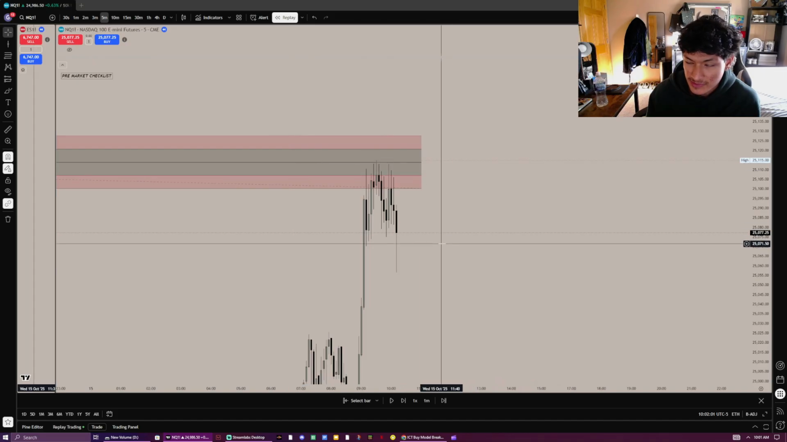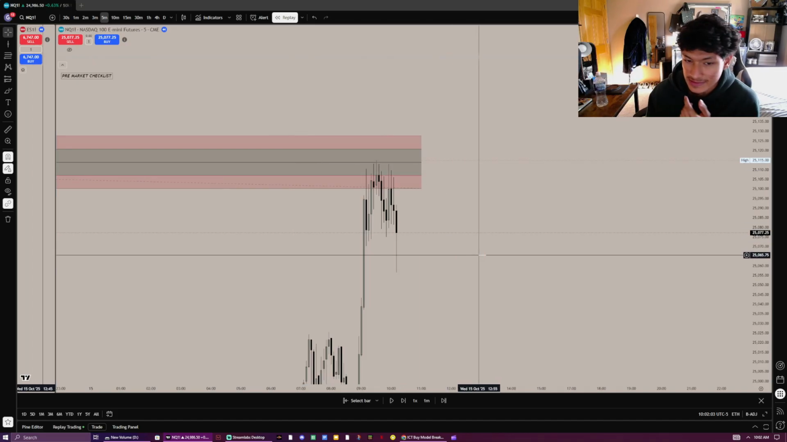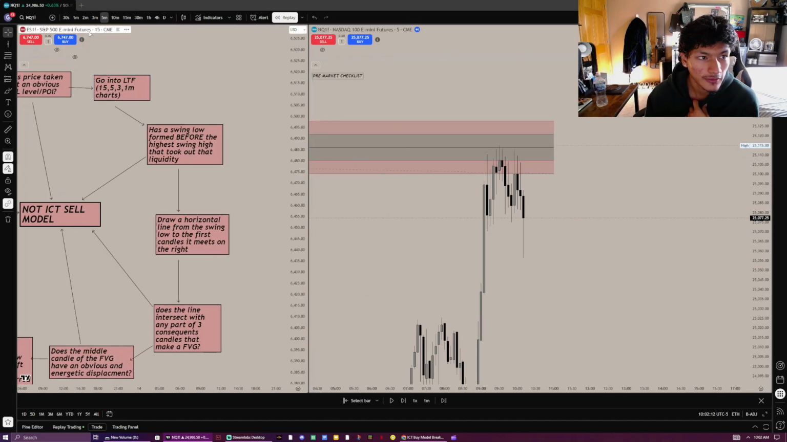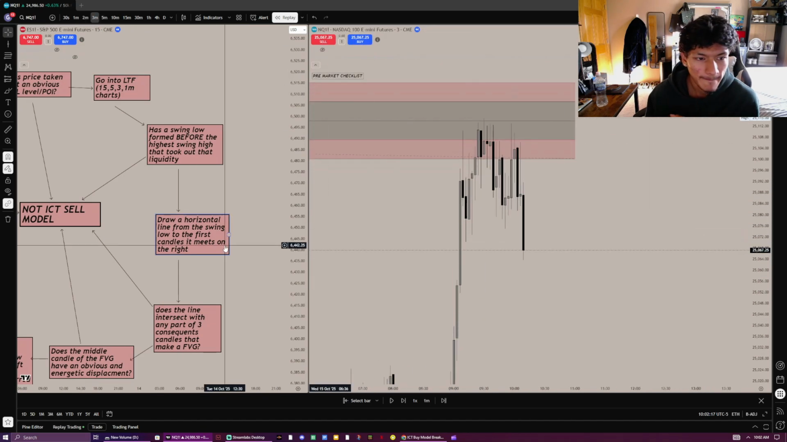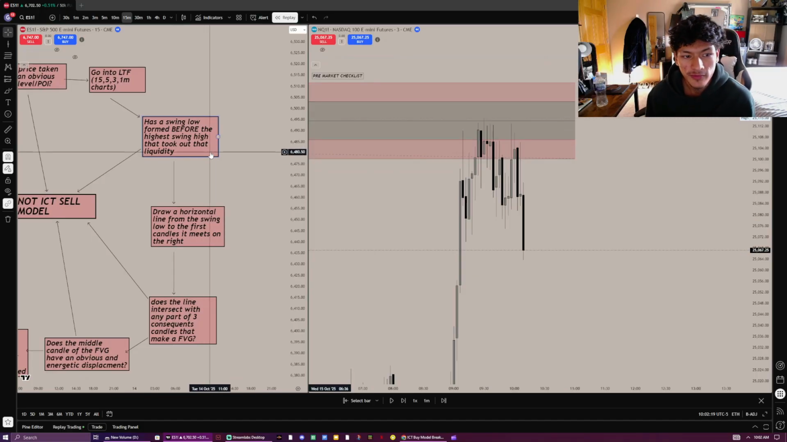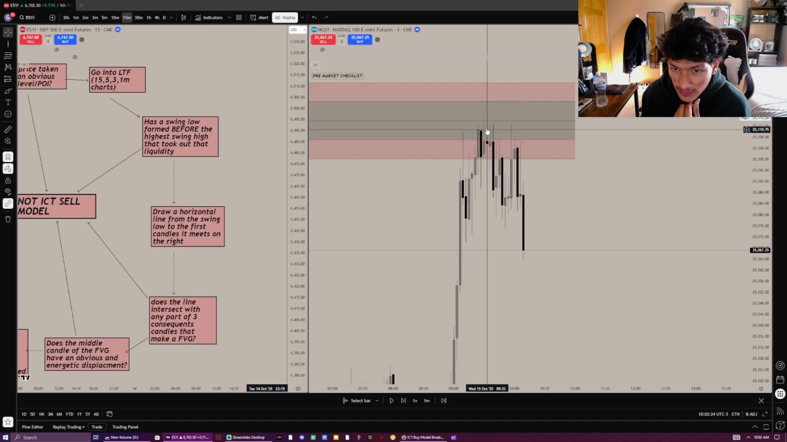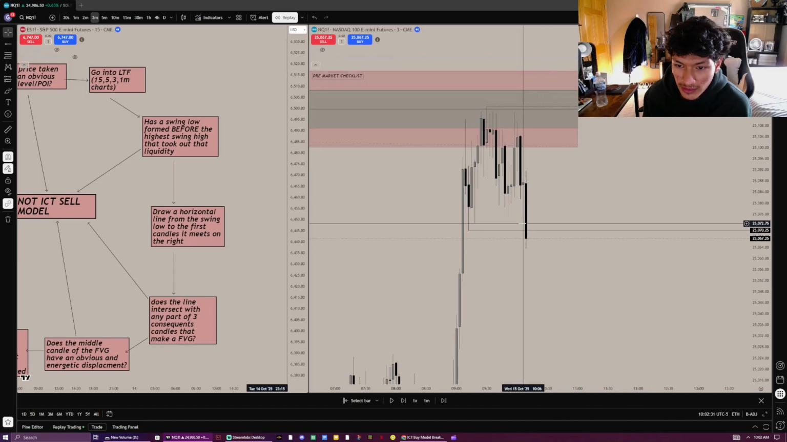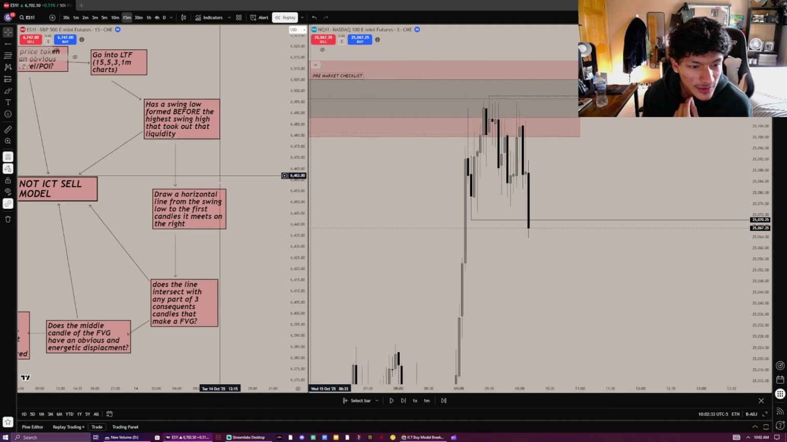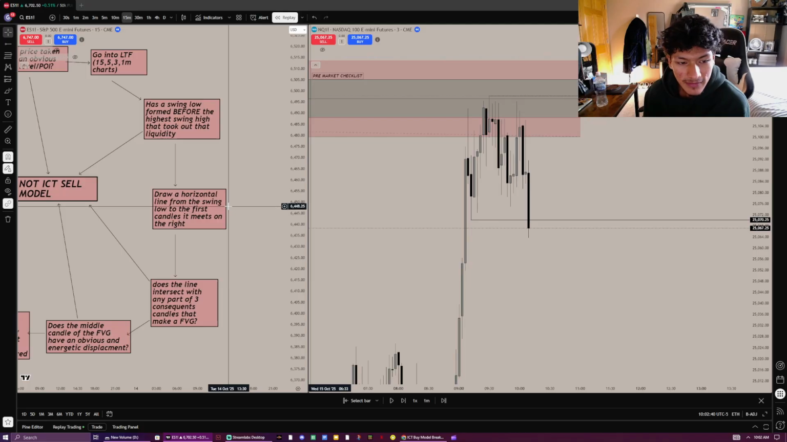So this is where I would see, all right, is it going to check my boxes? Let's go into the lower time frame. All right, cool, let's get down to the 3-minute chart here. Has a swing low formed before the highest swing high that took out the liquidity? Yes. This is the swing high that took out the liquidity, and this is the swing low right there. Now draw a horizontal line from the swing low to the first candles it meets on the right.